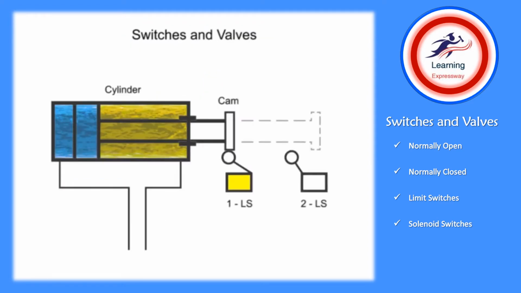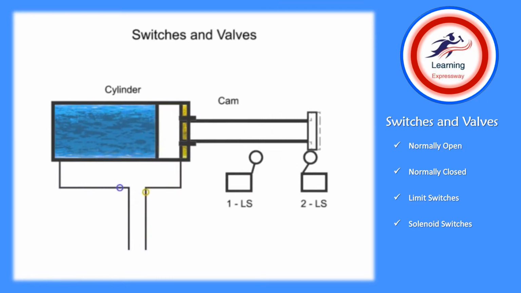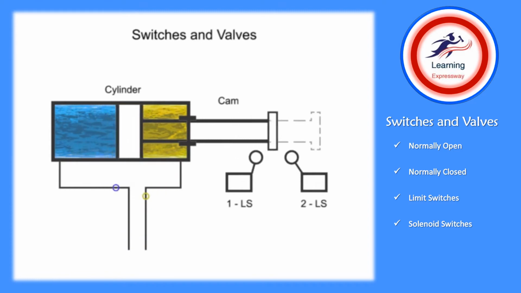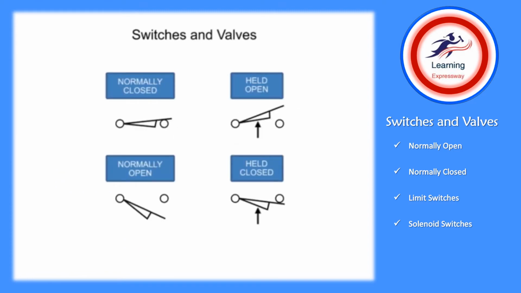As with fluid valves, electrical switches also have a normal state. In this case, the limit switch is operated by the movement of the cylinder rod. When the cylinder rod extends, it moves a cam which makes contact with a lever that actuates the appropriate switch. The limit switch regulates the electrical circuit that controls the cylinder.